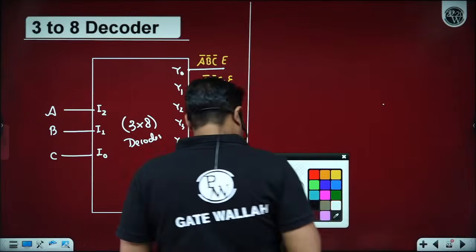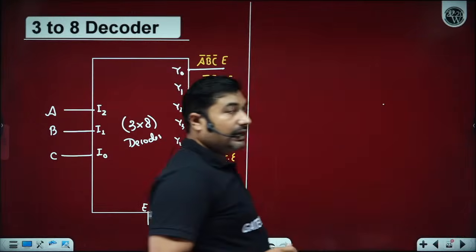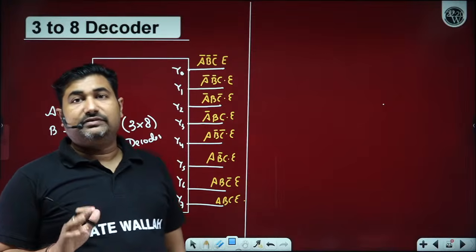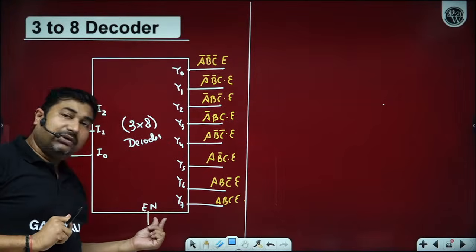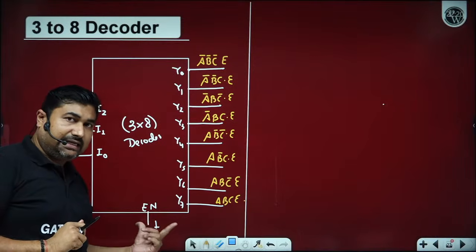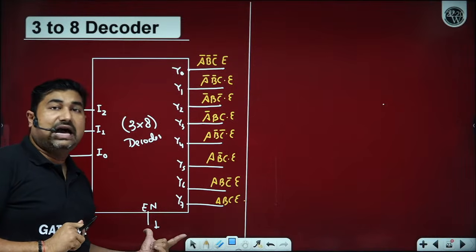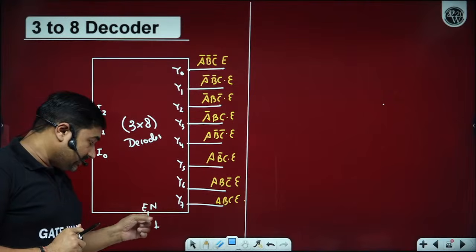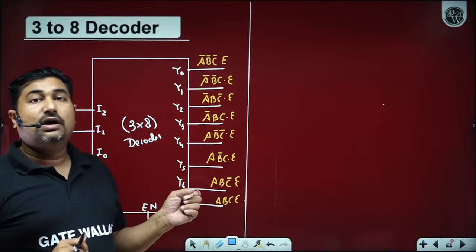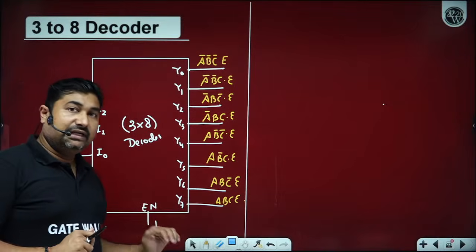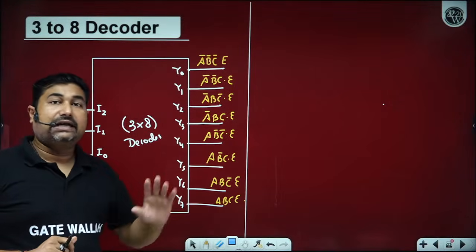Now we have active high or active low decoder. 2 kinds of decoders we have. In case the enable pin is indicated like this, then that is what we call an active high decoder. In case the bubble is present at the enable pin, that will become an active low decoder. It means when enable is low, then your decoder gets active. Is it okay?